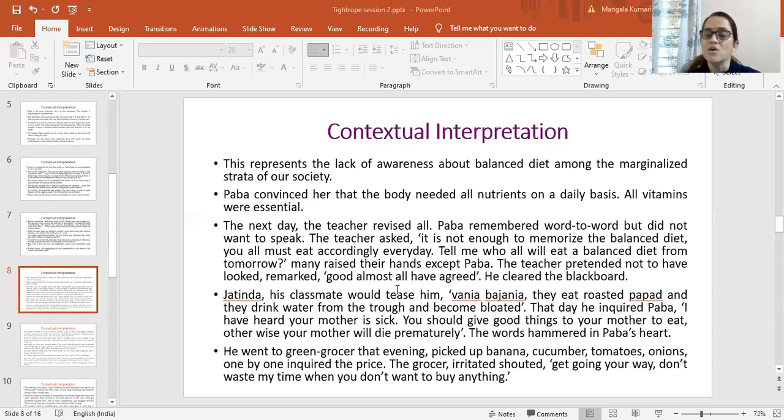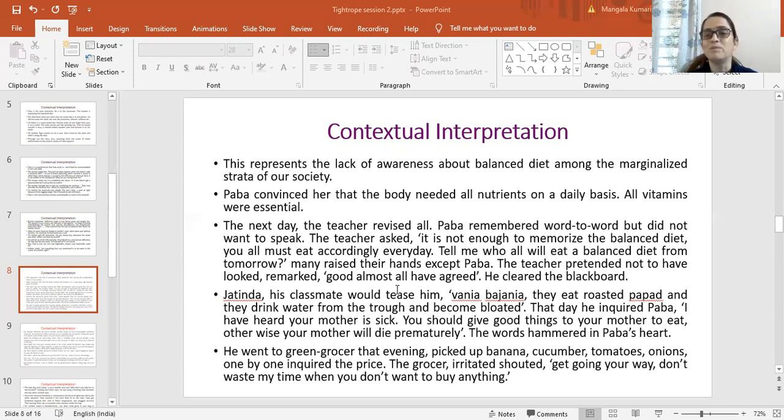His father depended only on street performance. A meager amount of money, and their life depends on that little amount of money. That too season wise, not every day they get money. During the summer they have to perform and get money, that kind of poverty is there. He knew it, and so he didn't raise his hand, and the teacher saw it. Still he pretended not to have seen and remarked, good, all the students have agreed. He cleared the blackboard. Okay, the teacher is so helpless here.